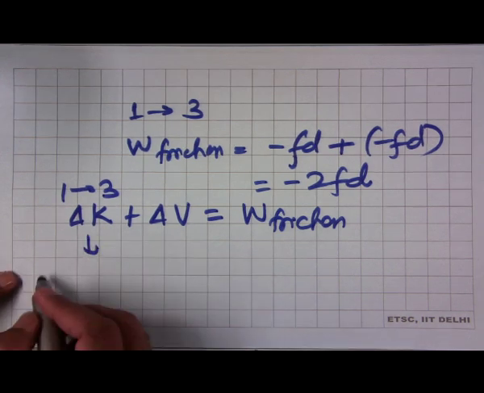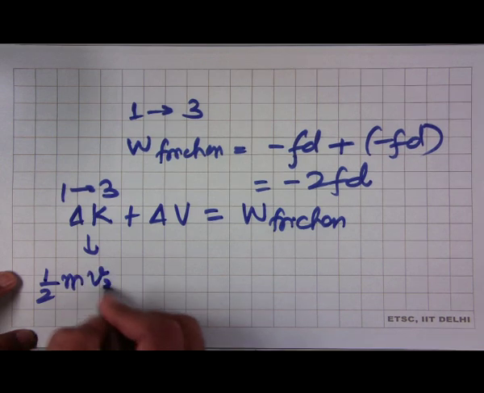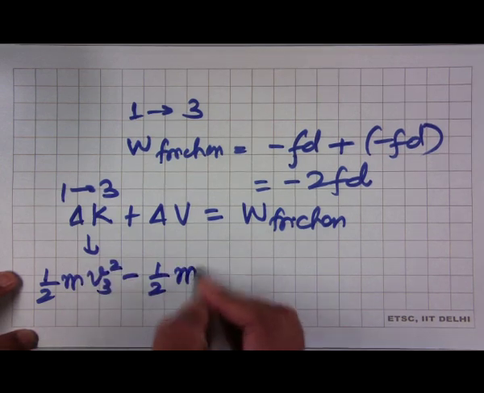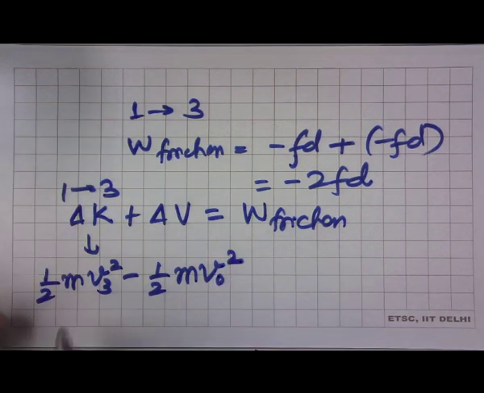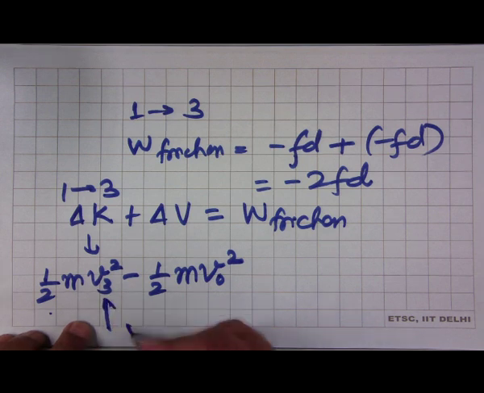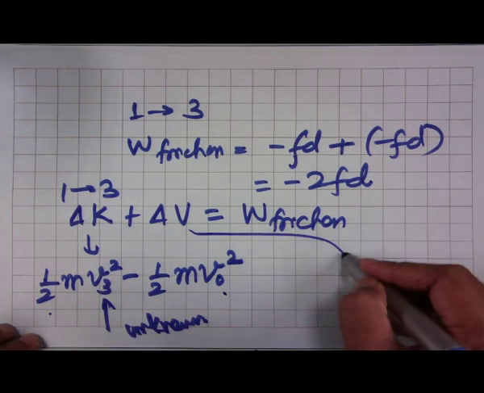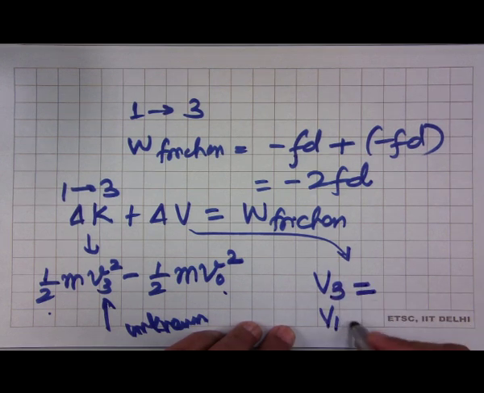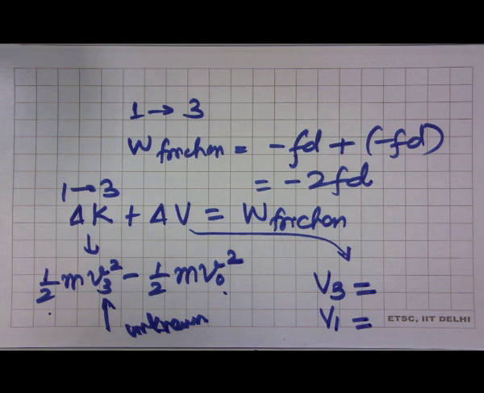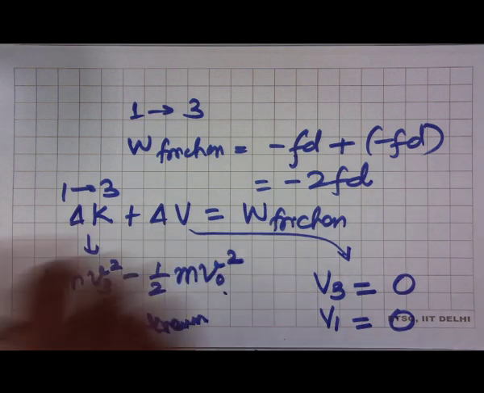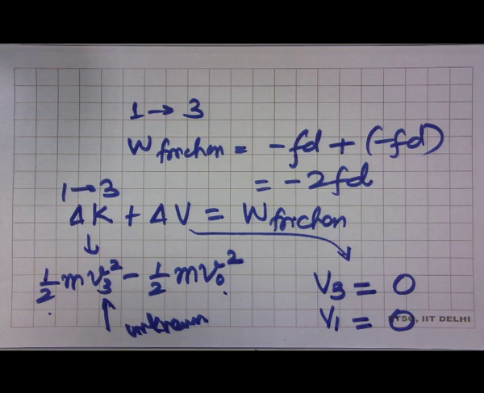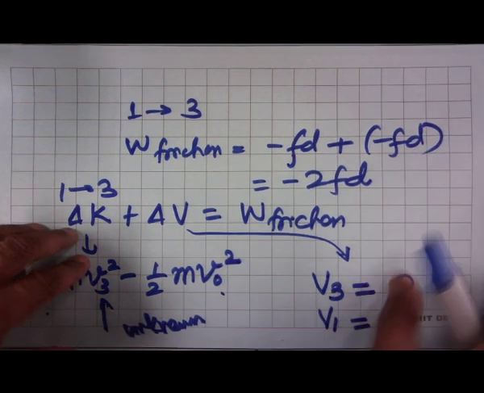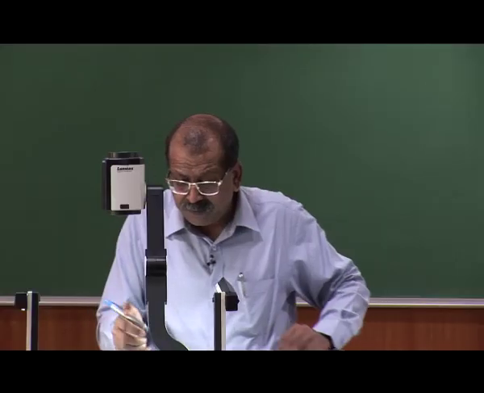Delta K will be equal to half m v3 square minus half m v0 square, because K3 is half m v3 square. This v3 is the unknown we want to find out, v0 is given to us. Now, what about delta V? What is potential energy at 3 and potential energy at 1? Both of them are equal to 0, because the particle is at the same location where the datum we have taken as 0.